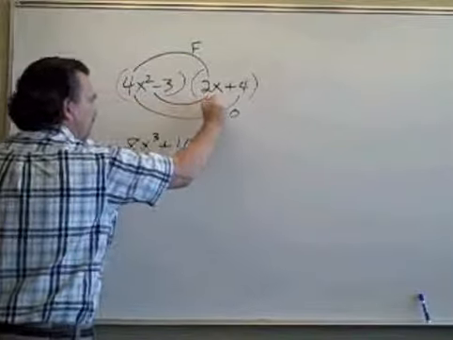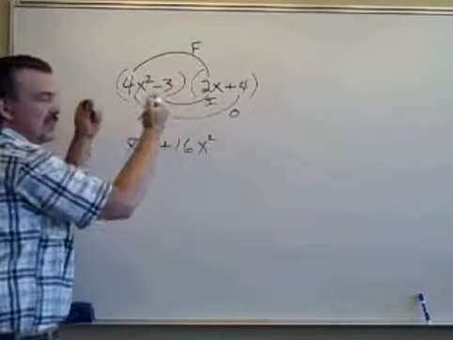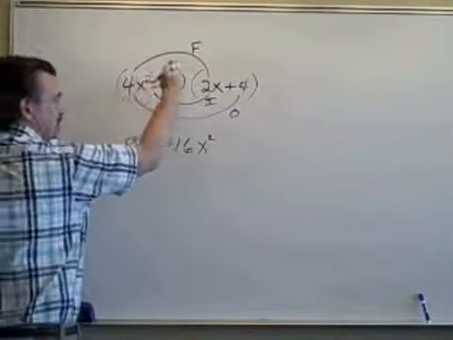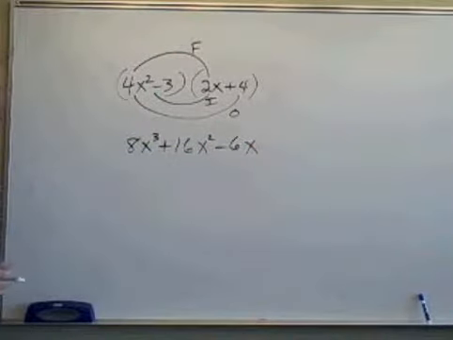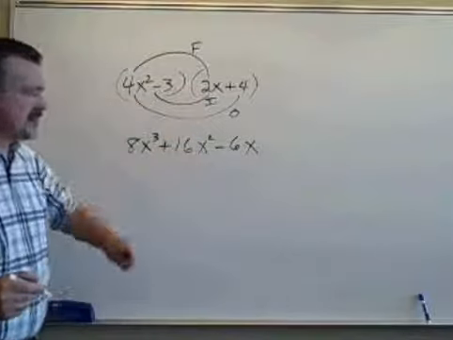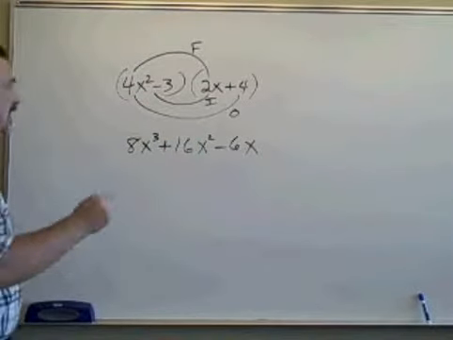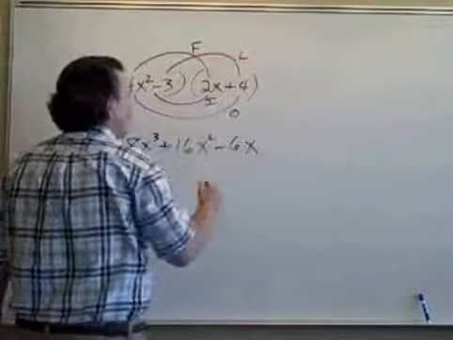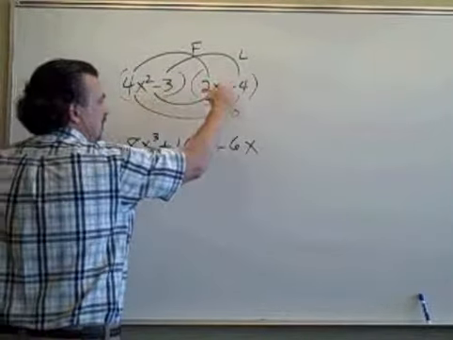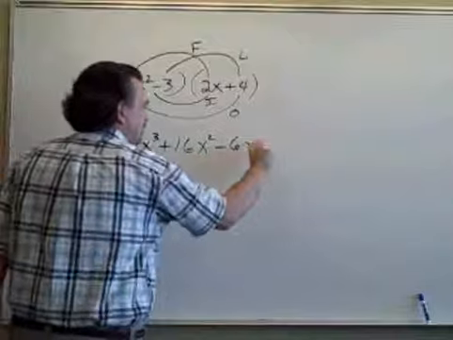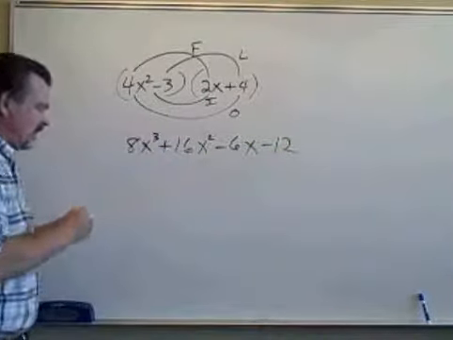The I of FOIL says take the product of the inside two terms. That's minus 3 times 2x. That would be minus 6x. Minus 3 times 2x would be minus 6x. And the L of FOIL says take the product of the last terms. Minus 3 times plus 4, that's minus 12.